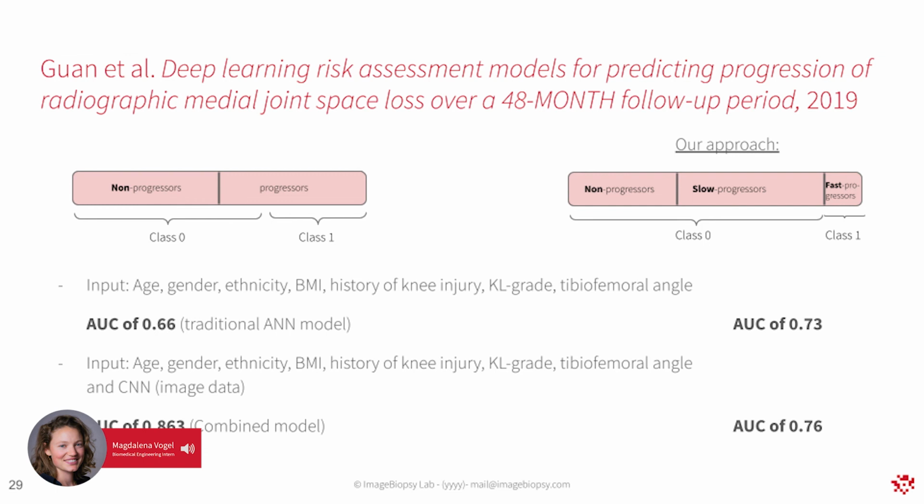And so for only this data, they had a lower result with an AUC of 0.66 than we had, but they had higher results for adding the image as input and reached an AUC of 0.86. So again, it was a different problem and different class definition and splitting.